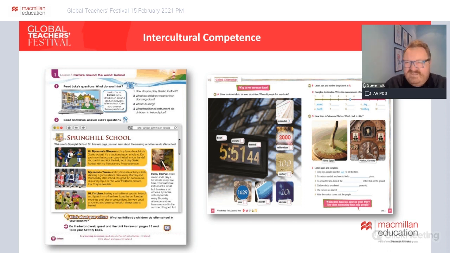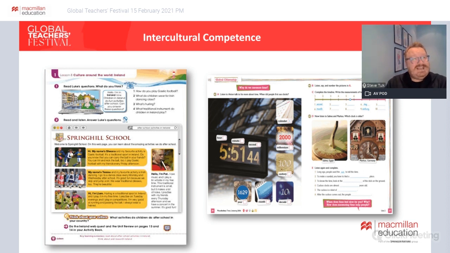Really lovely. I'm a big fan of Venn diagrams in the multicultural classroom. If you have students from different countries in your classroom, that's a really lovely thing to do. Draw Venn diagrams of what's different and what you have in common. Students who can find common ground, just beautiful, really lovely. Anyway, so intercultural competence is really important.